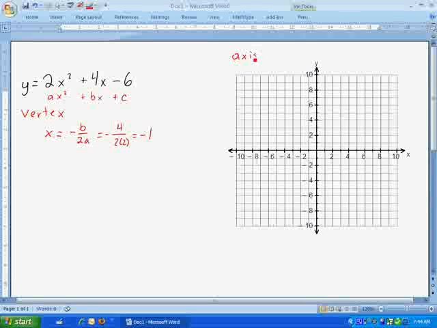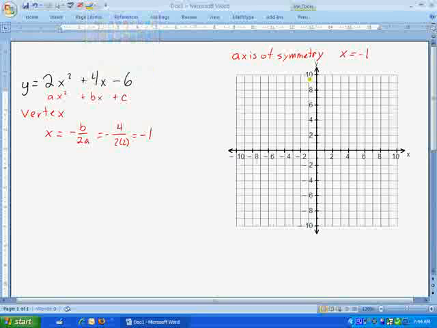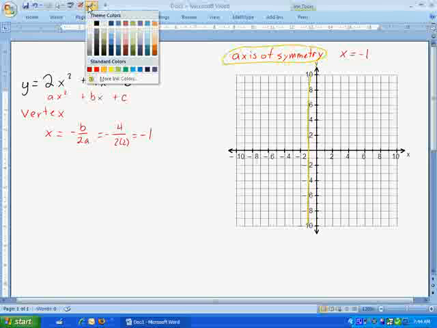So we're going to write that down. My axis of symmetry is at x equals negative 1. So let's go ahead and we'll draw that in right here at x equals negative 1. The axis of symmetry will be my orange line here going straight down the middle. Okay, I'll circle it in orange so I remember that's what it is.